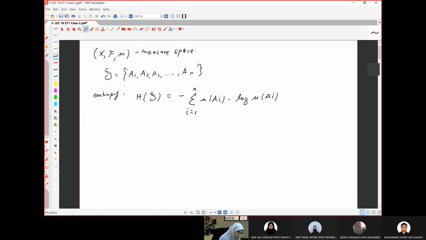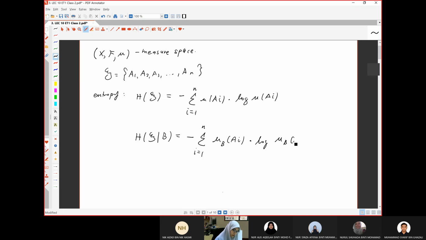And we also know about the conditional entropy. That is, if you want to find the entropy of the partition with respect to the element B, this means that our entropy is given by this formula. The minus sum of mu. So here, since this is conditional entropy, we have the subscript B in the measure, multiplied again with the log of mu B of A i.